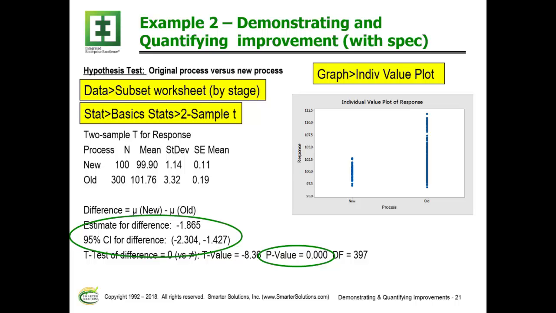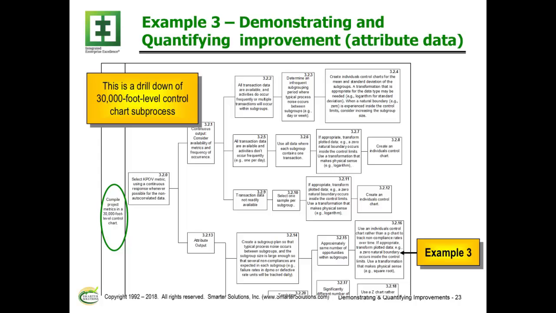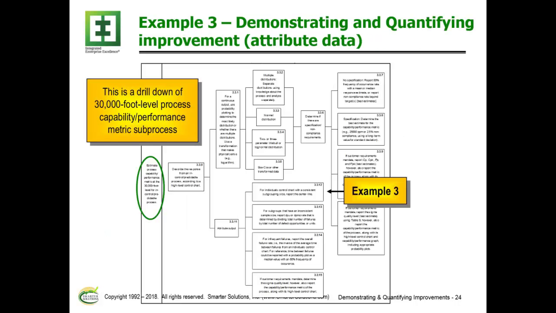And so we got a confidence interval, even the estimated difference on the mean, and a 95% confidence interval. Could also look at the variance, and in this particular case we saw a difference in the variances also. So let's look at the third and final situation, where now we're going to be looking at an attribute scenario. In this case, we're going to look at the value where the center line represents the capability.